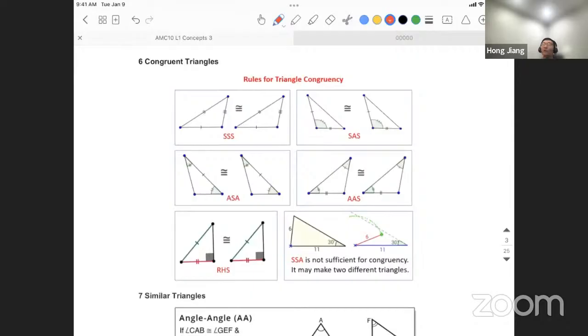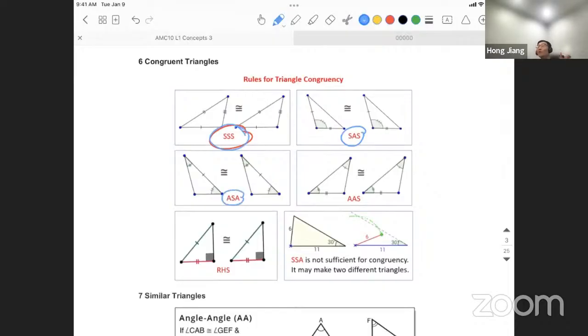How do we determine that two triangles are congruent to each other? Congruent means they have exactly the same lengths and the same angle measurements. The first one is actually SSS, three sides. If three sides are correspondingly the same, of course, two triangles are congruent to each other. Or SAS, side, angle, side. Two sides and their included angle are the same. Of course, two triangles are congruent to each other.